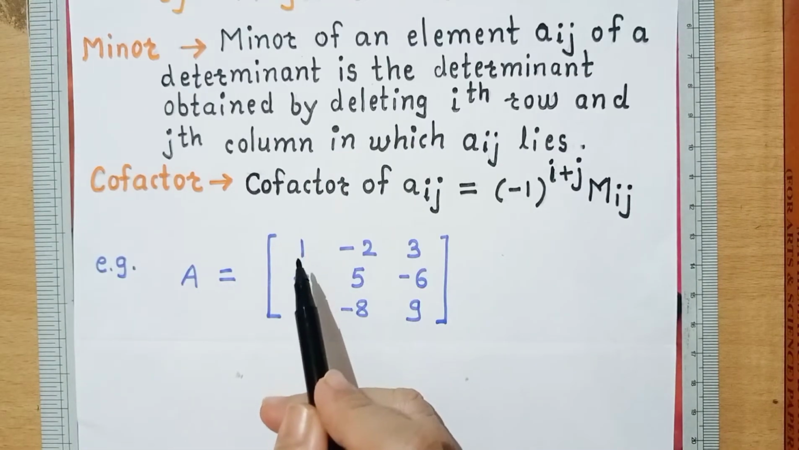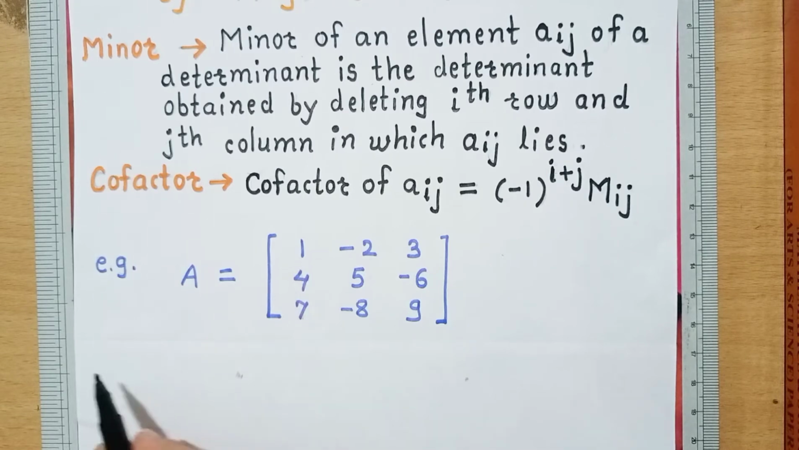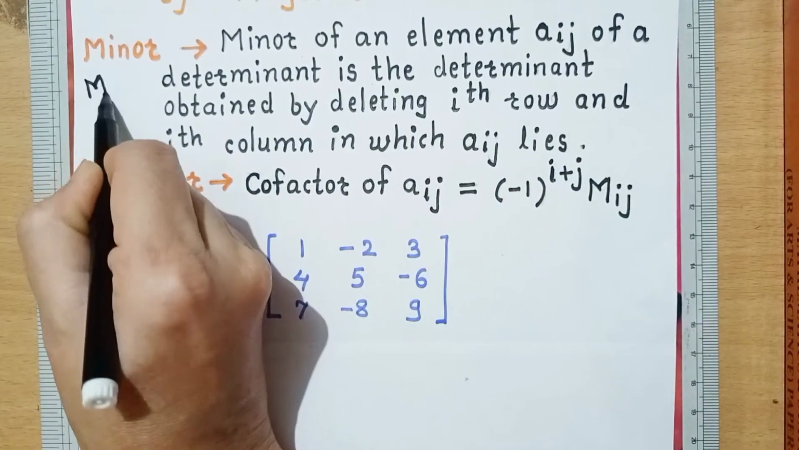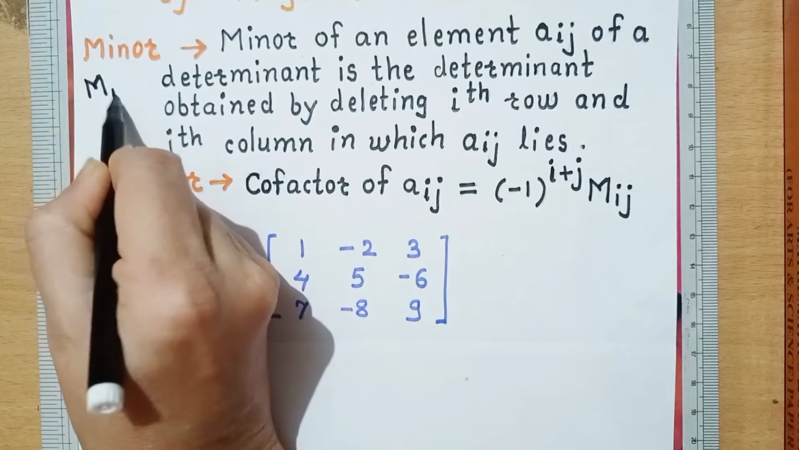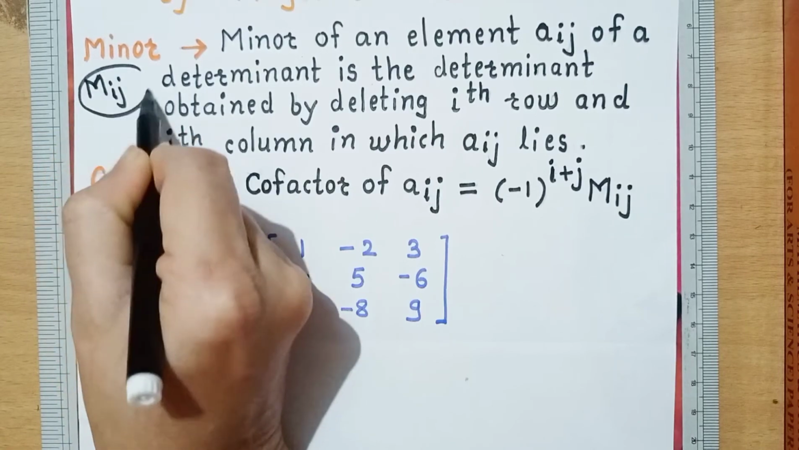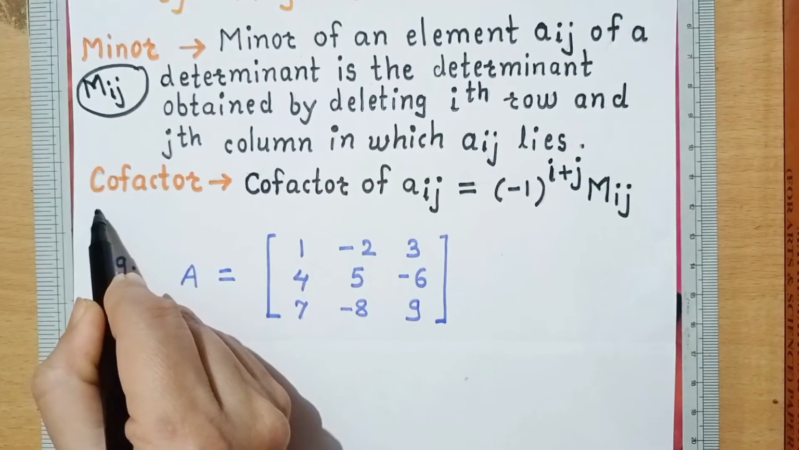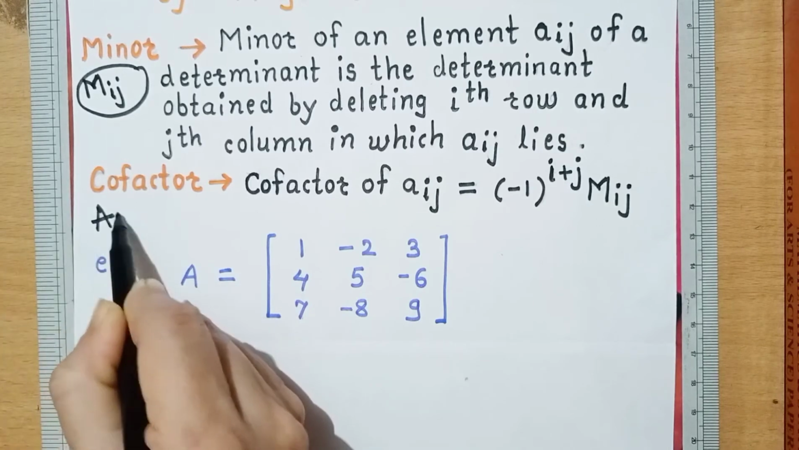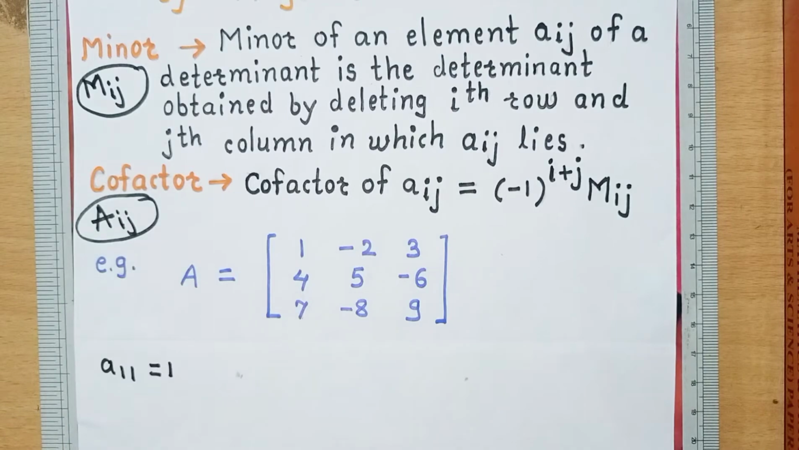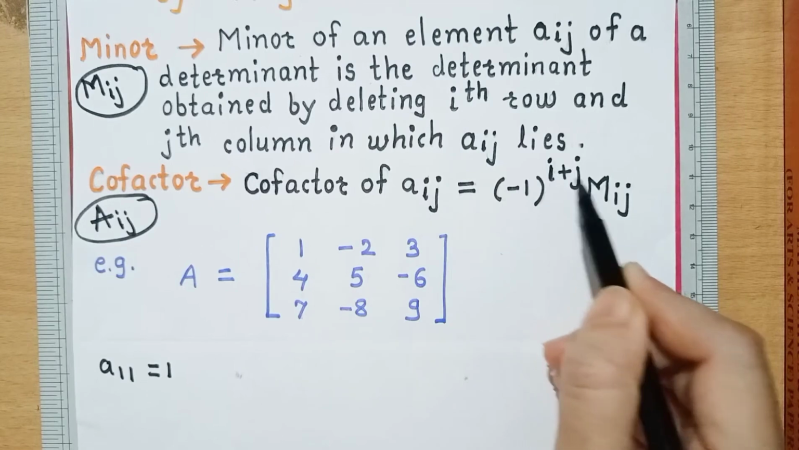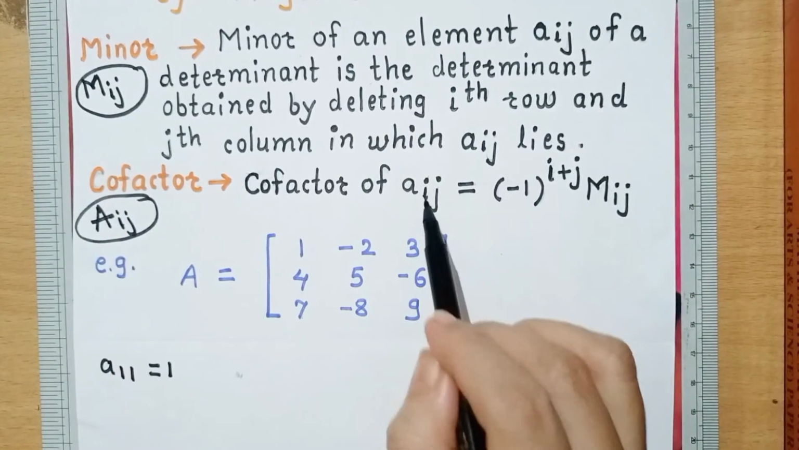Now first we will find the minor and cofactor of this first element. So we will write here A11 is equal to 1. Now minor of the element Aij is always denoted by the letter capital M, and we write the suffix here as Mij. And cofactor of the element Aij is always denoted by the letter capital A, with suffix Aij. Its formula is -1 raised to the sum of these two suffixes, i plus j, times the minor of this same element.